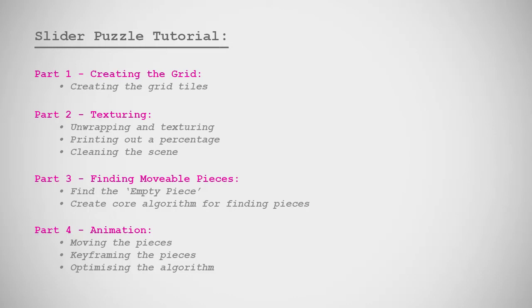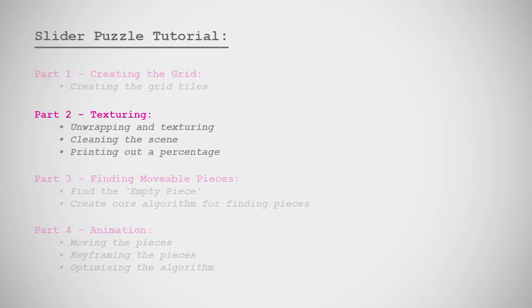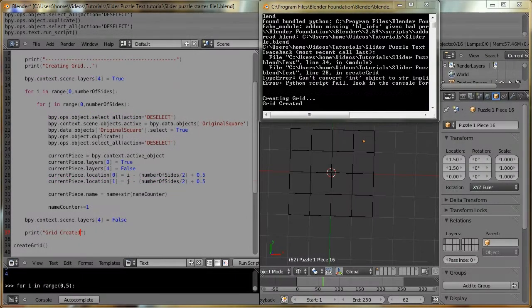So far we've created our grid, and as I said in the previous part, we'll now be looking at how to unwrap the tiles and assign a texture. We'll also be looking at how to clean the scene so that we're not having to manually delete our puzzle each time we run the code. We'll also be printing out a percentage so we know how far along our script has got, as it can get a bit slower later on. So that's what we're going to do next.